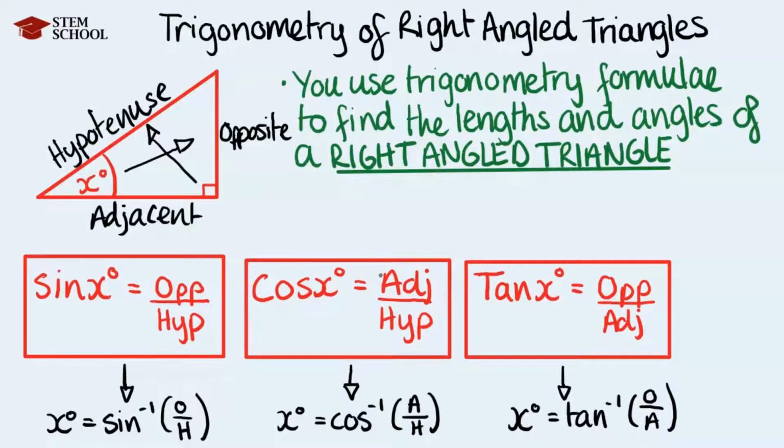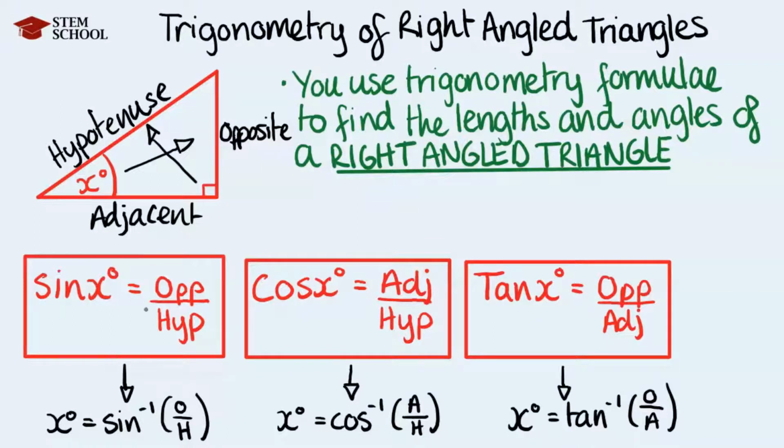When you're actually working through these equations, you need to be able to rearrange them correctly. So if you want to, for example, get rid of sine, or cos, or tan from the left-hand side of the equation, you need to take the inverse of it, okay? Just leaving you with the x on the left-hand side.